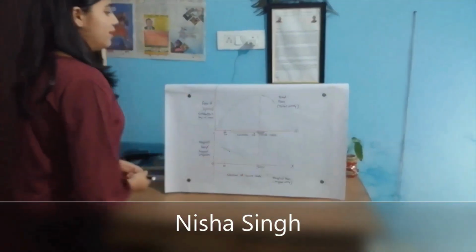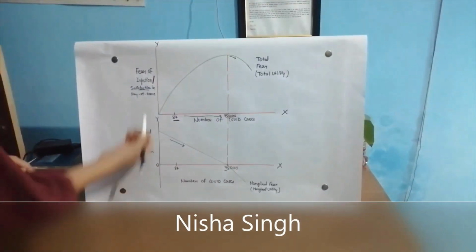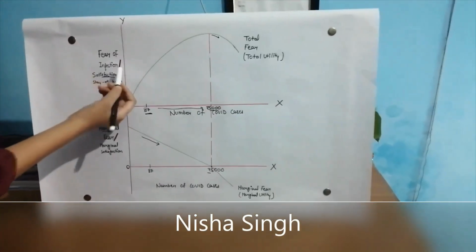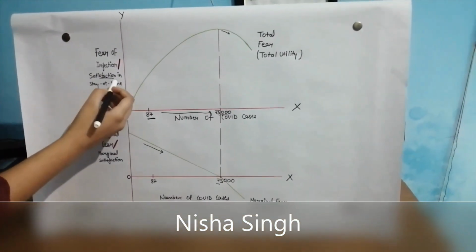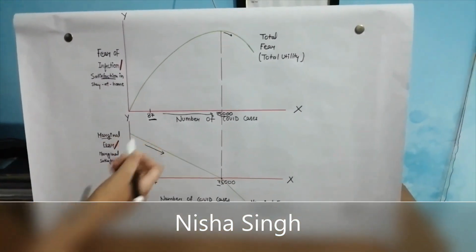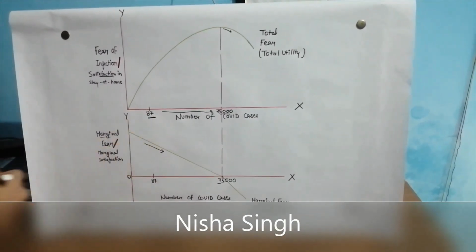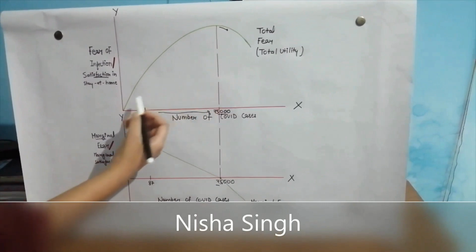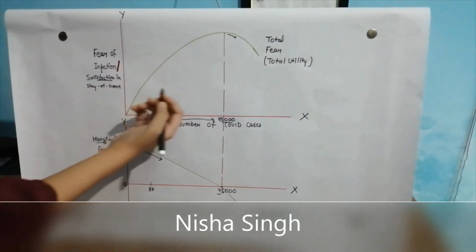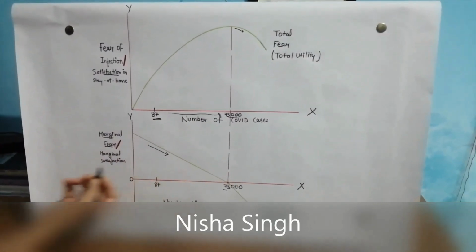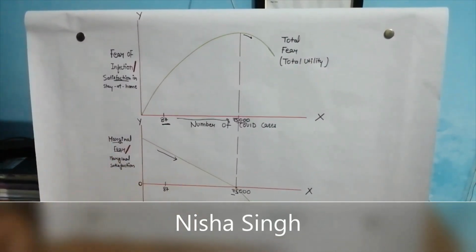Here in this figure, the x-axis is representing the number of COVID cases and the y-axis is representing fear of infection among the people, or the satisfaction that they are getting by staying at their home. So initially, during the month of March, when the daily number of cases were 87, the total fear among the people was increasing. Though it was increasing, it was increasing at a diminishing rate, which can be seen with this marginal fear curve which slopes downward.